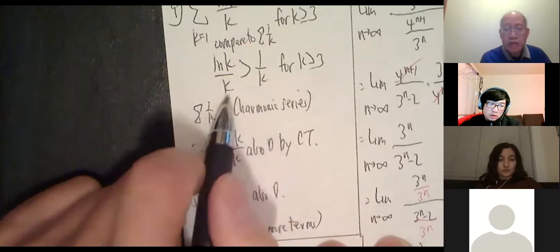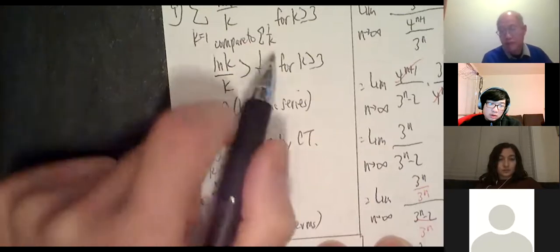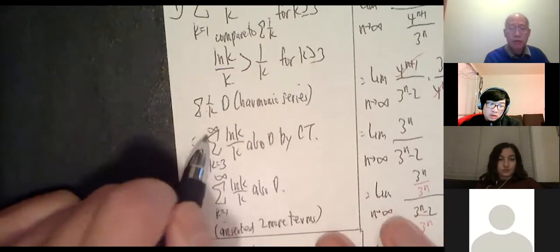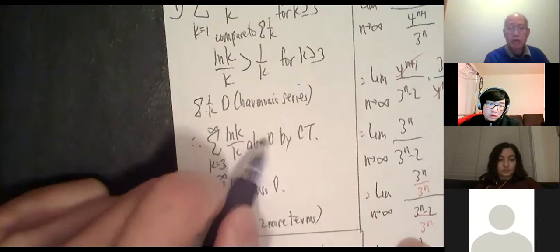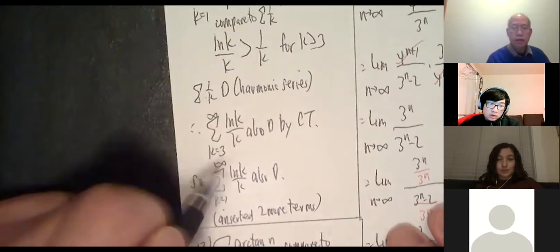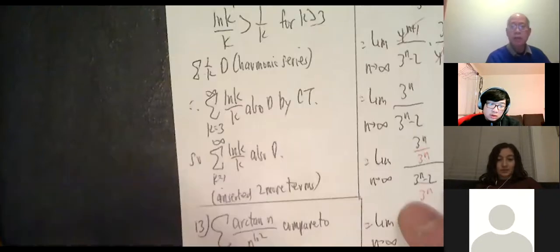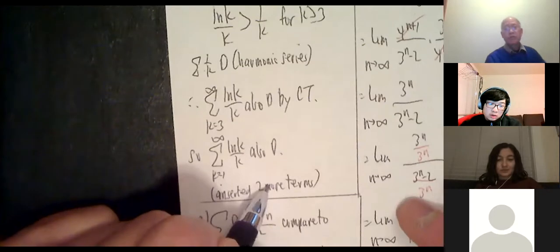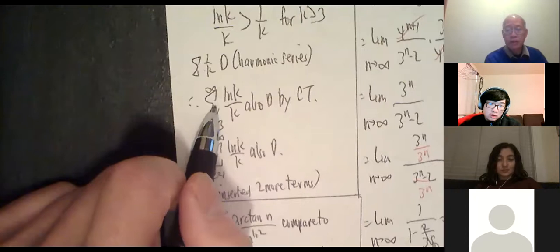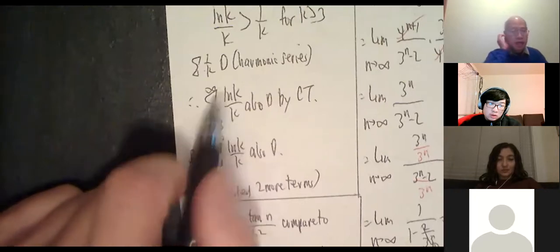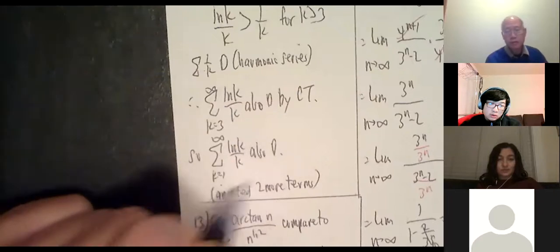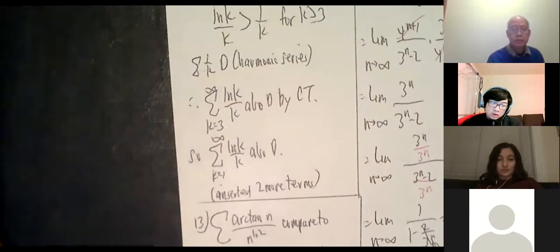Therefore, any series bigger than it term by term, well, for k greater than or equal to 3, would also diverge. So summation k equals 3 to infinity of ln k over k also diverges by the comparison test. So now I can go back and say summation k equals 1 to infinity of ln k over k also diverges because I put in a finite number of terms. Last time I said if you put in or take out a finite number of terms, that will not affect convergence or divergence. This thing already blows up, so if I go back and put in the first two terms, it would still blow up, so to speak.